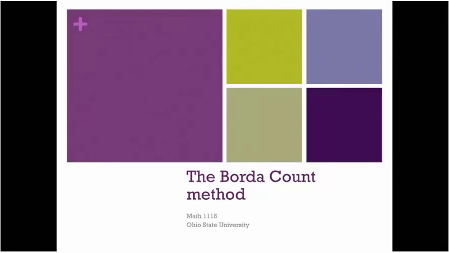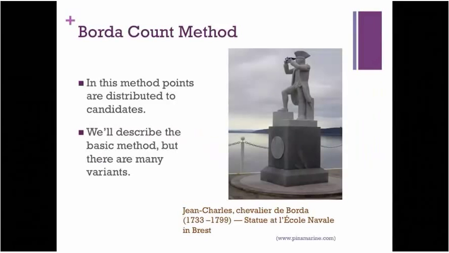Well, we have just looked at the method of pairwise comparisons, which was a method originally proposed by a Frenchman named Condorcet. And now we're going to look at yet another method proposed by a Frenchman named Borda. This is the Borda count method. Here is a statue of Borda, the Chevalier de Borda, at the Naval Academy in Brest. This is the equivalent of our Annapolis.